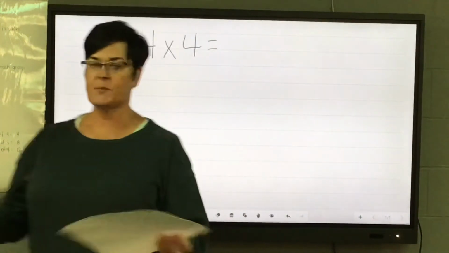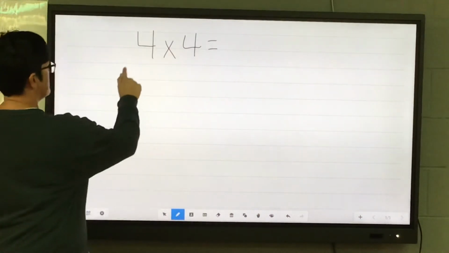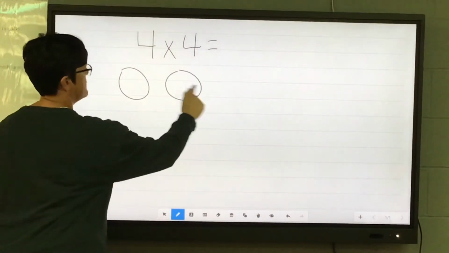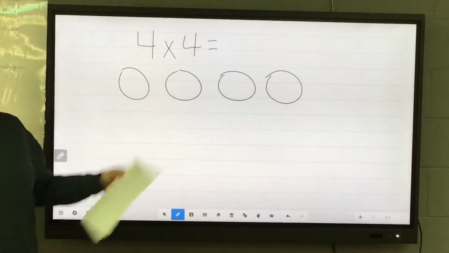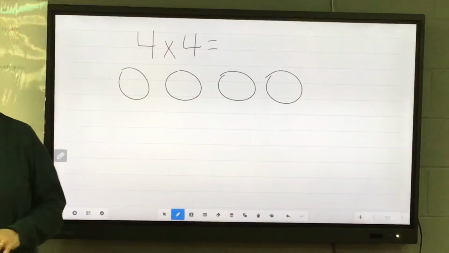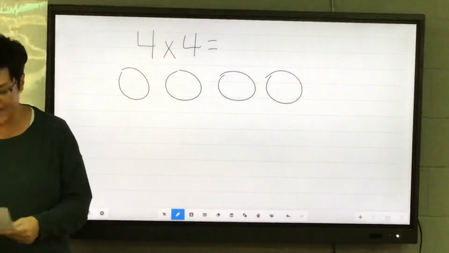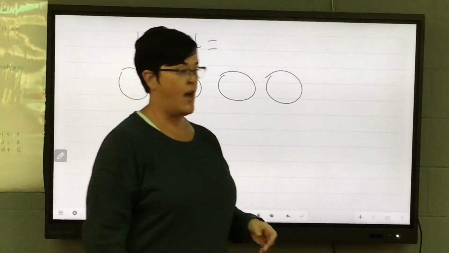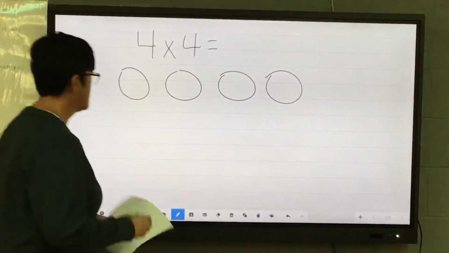How many equal groups did you create? 4. 1, 2, 3, 4. So those are his friends. They look amazing, don't they? Yeah. They're the kind of friends that everybody wants. Each friend brought how many slices of pizza with them? 4.